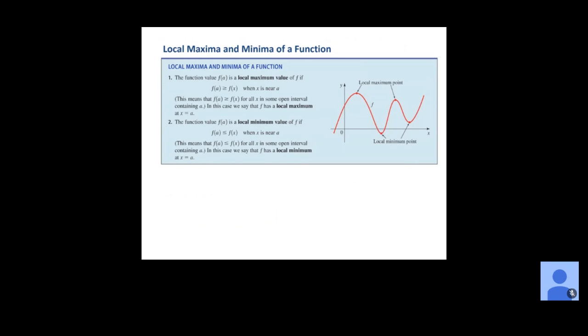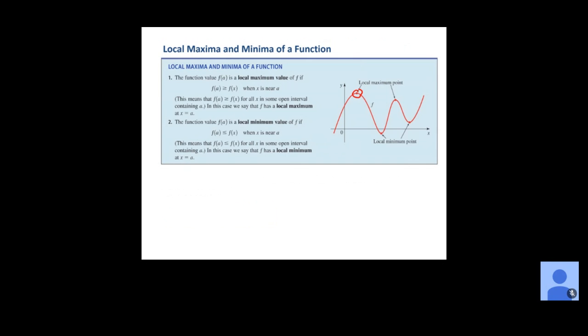Okay, local mins and maxes. I know this is kind of small here, right? Hopefully, if you've got the slides downloaded, you can see it a little better. A function value f of a is what we call a local maximum value if f of a is greater than or equal to f of x, where x is near a. The picture is better to explain it. This point up here is what we call a local maximum because it's the highest y value of all the y values near that x value. Basically, it's a turning point of your graph.